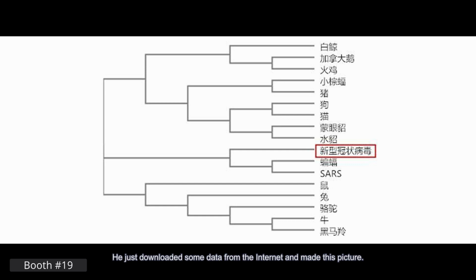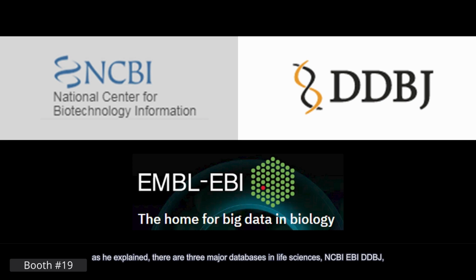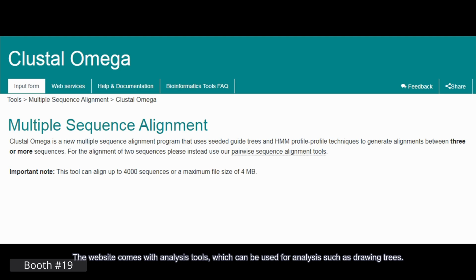As he explained, there are three major databases in life science: NCBI, EBI, DDBJ. Many scientists upload data every day, and the data is updated by themselves. The website comes with analysis tools, which can be used for analysis such as drawing trees.